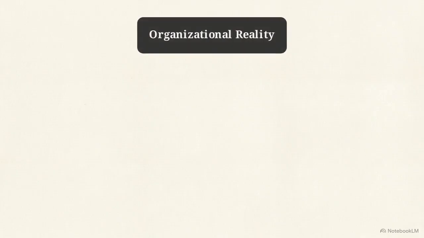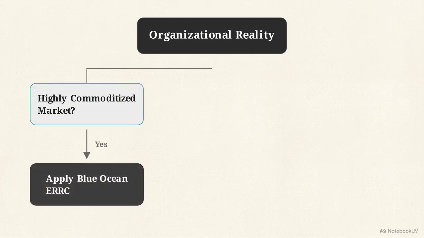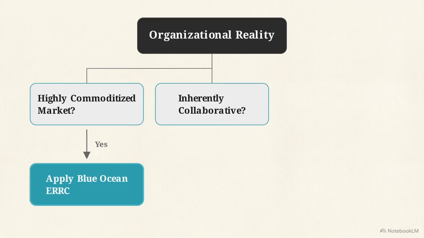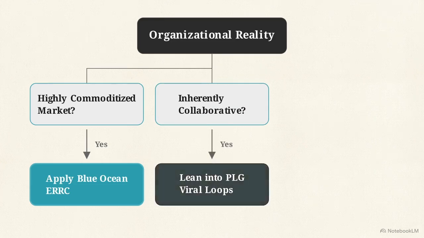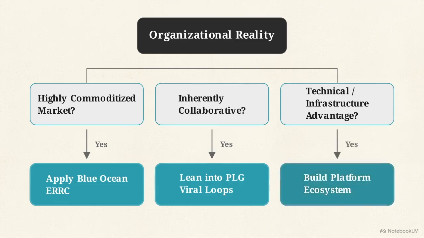We can map your organizational reality to the correct strategic posture using a simple decision tree. Are you in a highly commoditized market? If so, apply the blue ocean ERRC contraction and start cutting standard features to find a new niche. Is your product inherently collaborative? If its value increases as teammates join, you should lean heavily into PLG viral loops. Do you possess a massive technical or infrastructure advantage that others lack? If so, you should build a platform ecosystem.